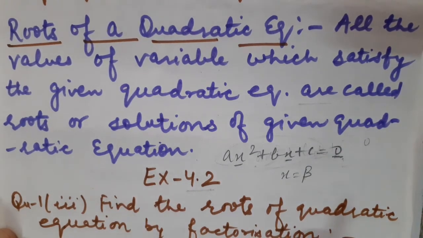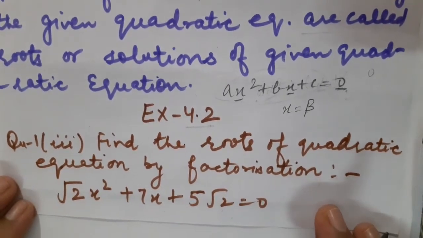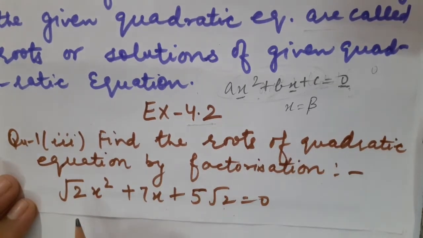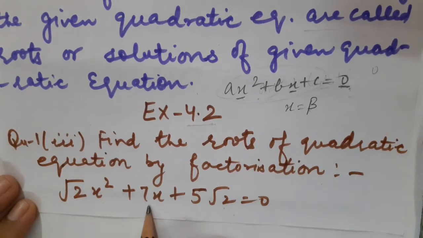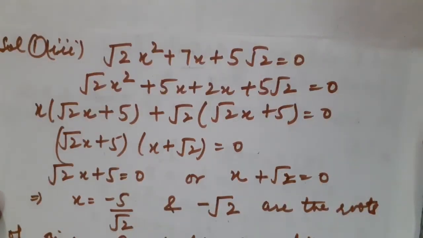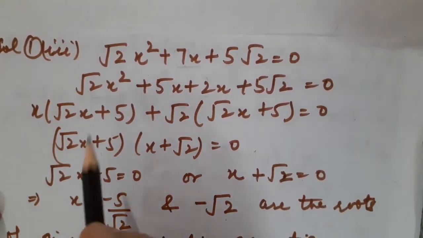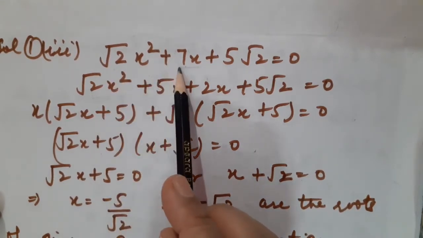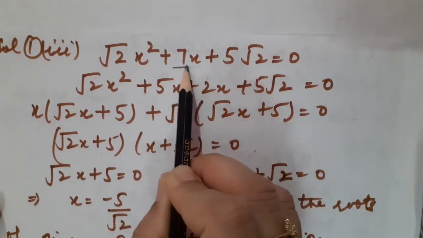Fine, children. Now I am going to switch to the next topic, that is how to find the roots of a quadratic equation by factorization method. For that also I am going to take one question. The question is root 2x square plus 7x plus 5 root 2 is equal to 0. Another name of the factorization method is splitting the middle term. Fine. So children, this is the quadratic equation root 2x square plus 7x plus 5 root 2 is equal to 0. Here you can see the middle term is 7.